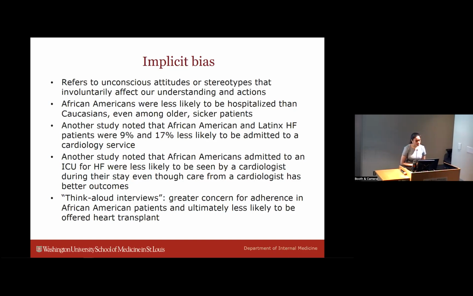About 422 advanced heart failure clinicians were involved in a Think Aloud interview where they were presented a clinical vignette of an African American patient with end-stage heart failure. There were many notable concerns expressed during these interviews. There was greater concern for adherence in the African American patients and a greater concern that this patient was sicker. Ultimately, this patient was less likely to be offered heart transplant and more likely to be offered an LVAD. These findings are notable, especially because they're supported in multiple studies.